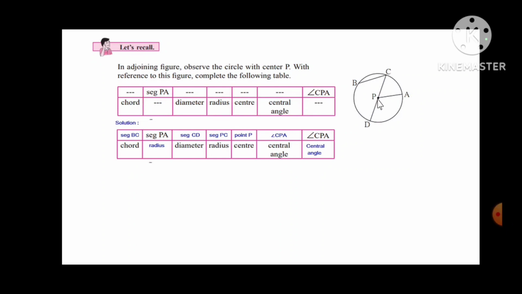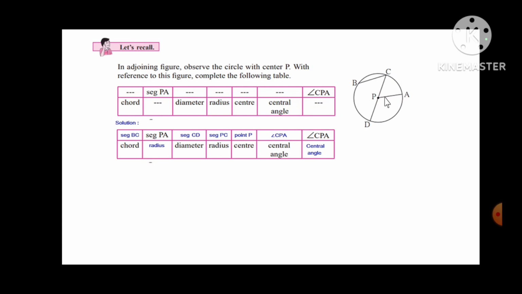Segment PA. What is PA? PA is the radius. You will write radius. But friends, PC and PD are also radii. What is the diameter? This segment CD is the diameter. What is the radius here? PA is the radius, PC is the radius, PD is the radius. You can write any one: segment PA, segment PC or segment PD. What is the center? Point P is the center.